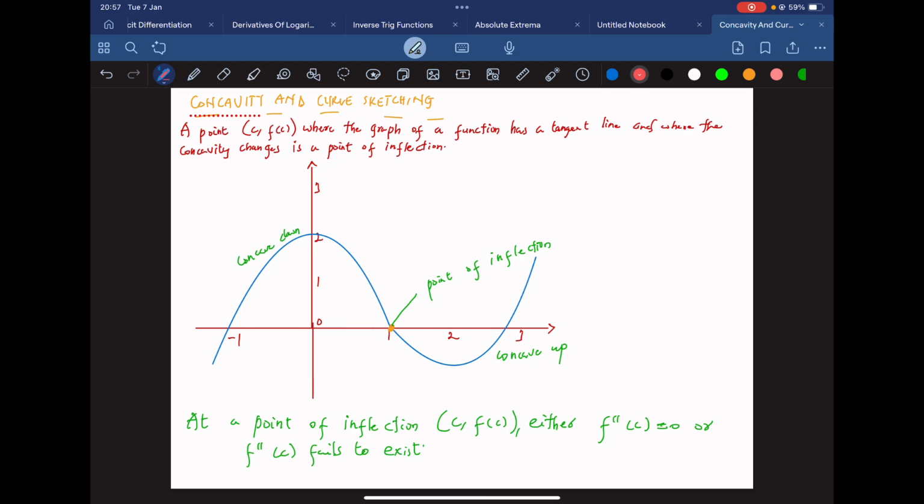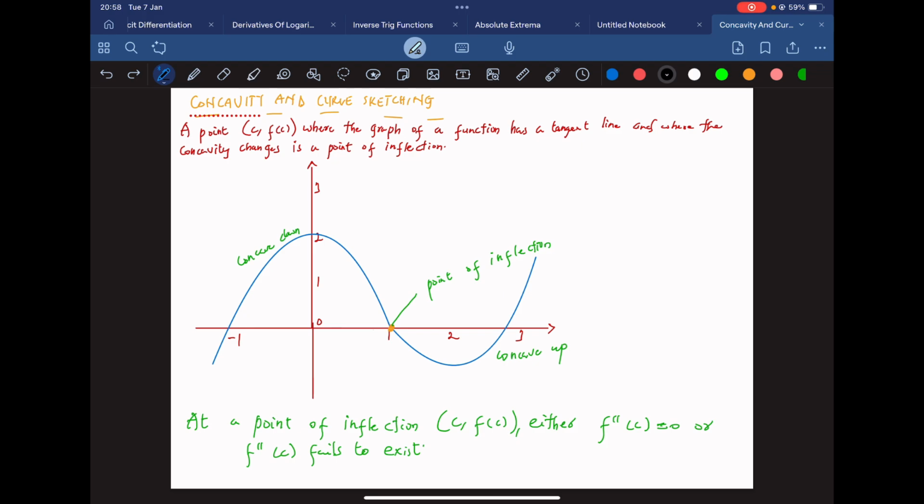Now, having any graph, let's say a point C, which is our inflection point, where the graph of a function has a tangent line and where the concavity changes, is what we call the point of inflection. So in this case, looking at this graph, it moves in this direction. Now when it gets over here, you could see that clearly it changes sign and moves upwards. So the point where it changes that sign is what we call the point of inflection. So in other words, the point of inflection is where the concavity changes in a graph.